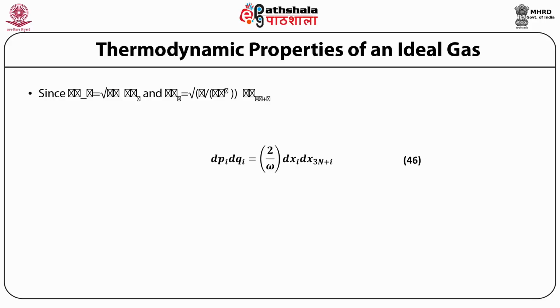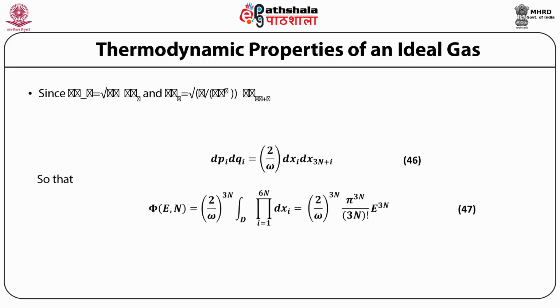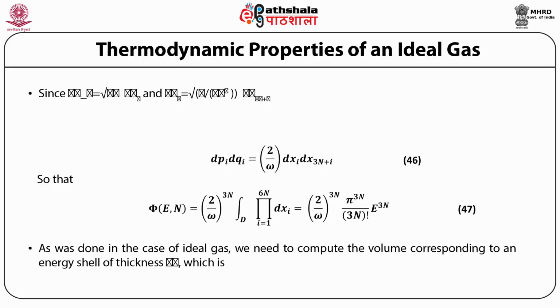Since dp_i is equal to square root of 2m dx_i and dq_i is equal to square root of 2 upon m omega squared dx_(3n+i), dp_i dq_i can be written as 2 upon omega dx_i dx_(3n+i), so that Phi(E) is equal to (2 upon omega) raised to power 3n multiplied by the integral over 6n coordinates of dx_i, which is equal to (2 upon omega) raised to power 3n multiplied by pi raised to power 3n divided by 3n factorial multiplied by E raised to power 3n, as was done in the case of the ideal gas.